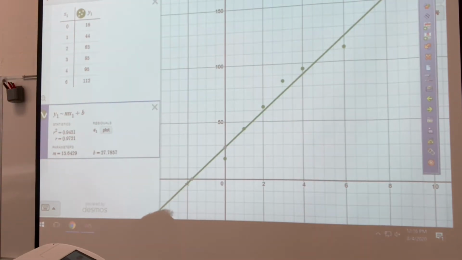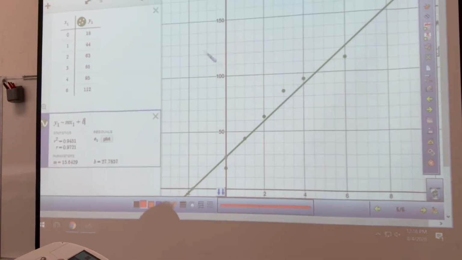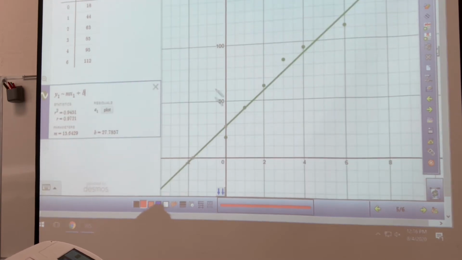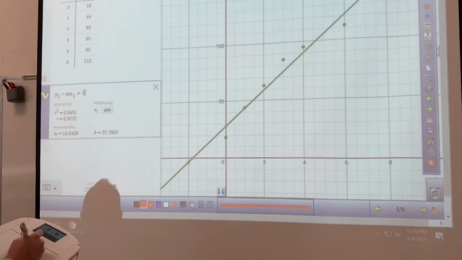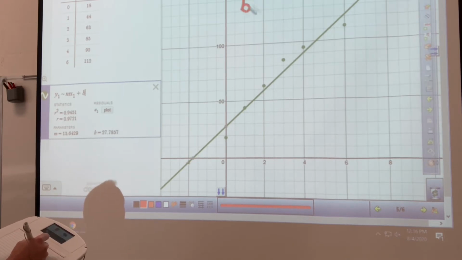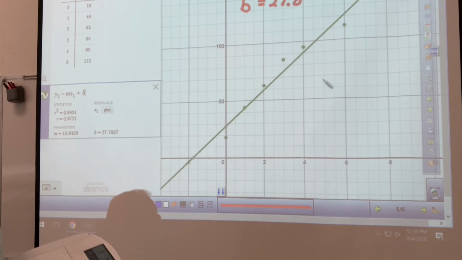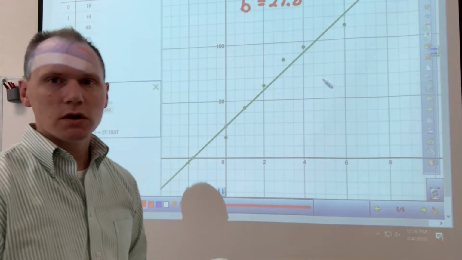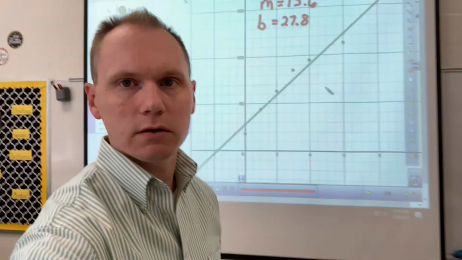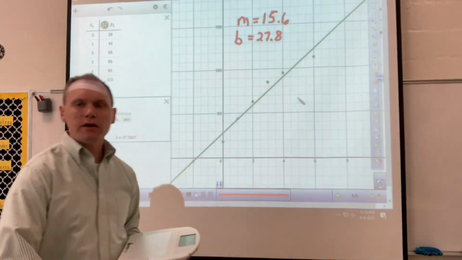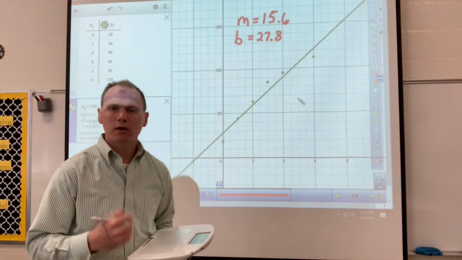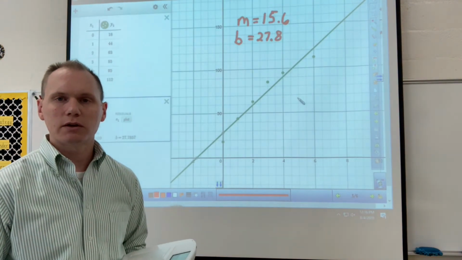So let's come up with our function. I'm going to give you the value and see if you can actually write the function and interpret those parameters. So if you can't read it on the screen, M equals 15.6. We'll estimate it there. And then B equals 27 point, we'll round it up to 8. So take those two values and see if you come up with a function, and then also interpret those two values in the context of this situation.